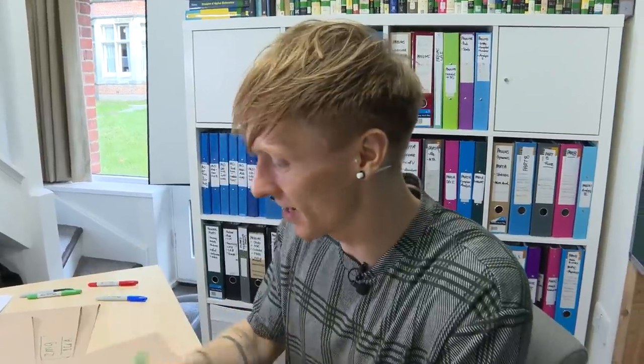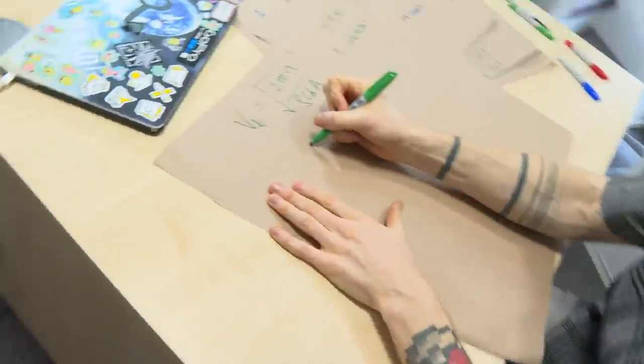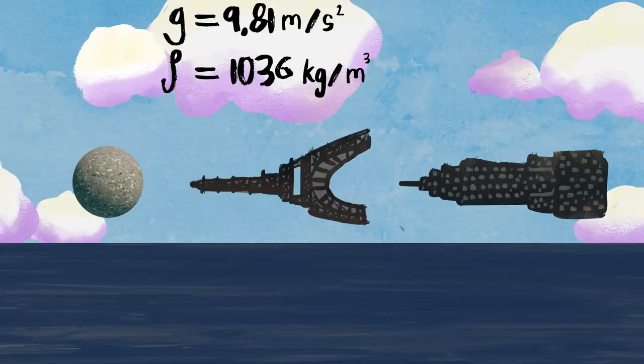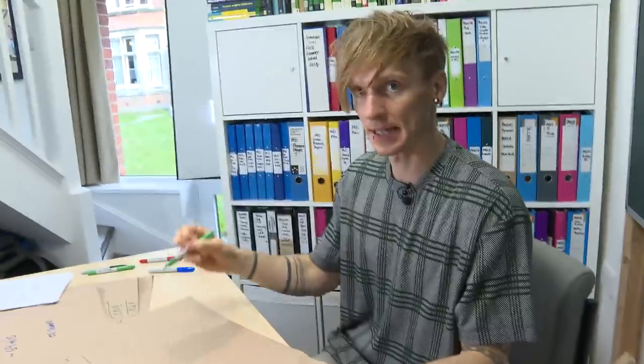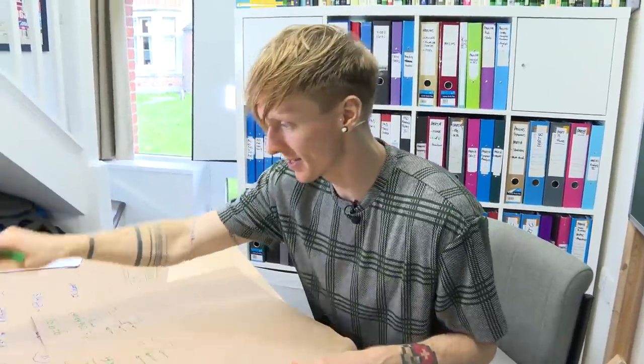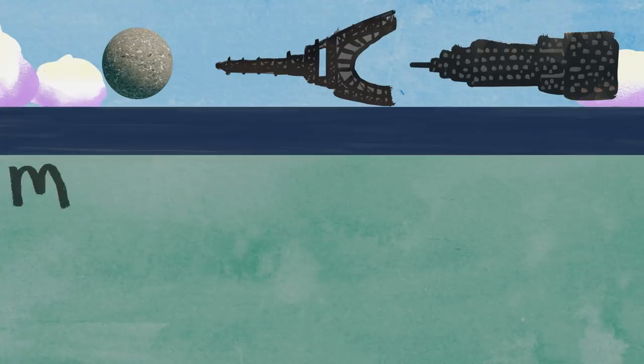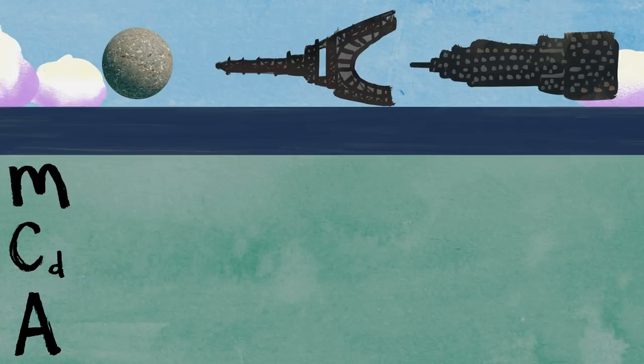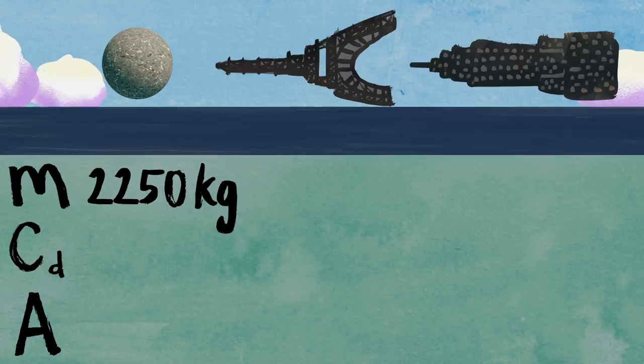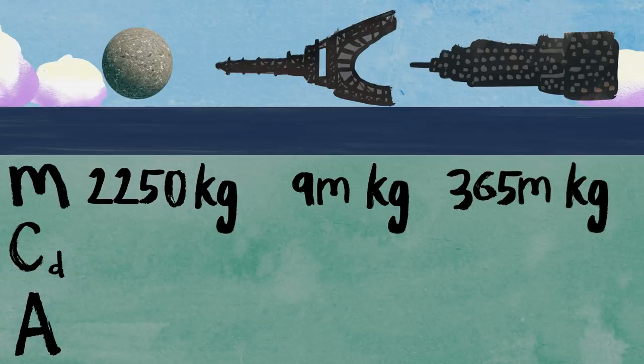So the objects then. We've got the wrecking ball, a nice big sphere. We've got the Eiffel Tower with lots of holes in it. And then the Empire State Building. For these three objects, we again need to know mass, drag coefficient, and area. An average size wrecking ball is 2,250 kilograms. They're heavy. The Eiffel Tower weighs about 9 million kilograms, perhaps unsurprisingly pretty heavy. The Empire State is going to be even heavier, at 365 million kg. So some very big objects. These two are much, much bigger.